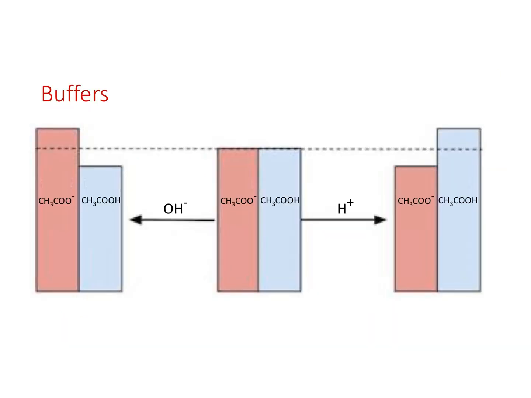Last class, we also looked at buffers and how buffers work. I want to review that as well because buffers are incredibly important. They're important to the pH of soil. They're important to the pH of our body, right? We have a buffer running through our blood right now that helps us maintain a stable pH. And so how a buffer works is we need to have a mixture of a weak acid and its conjugate base.